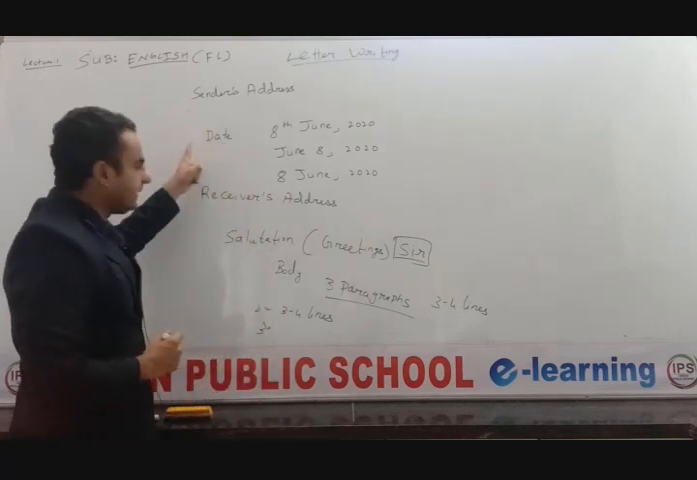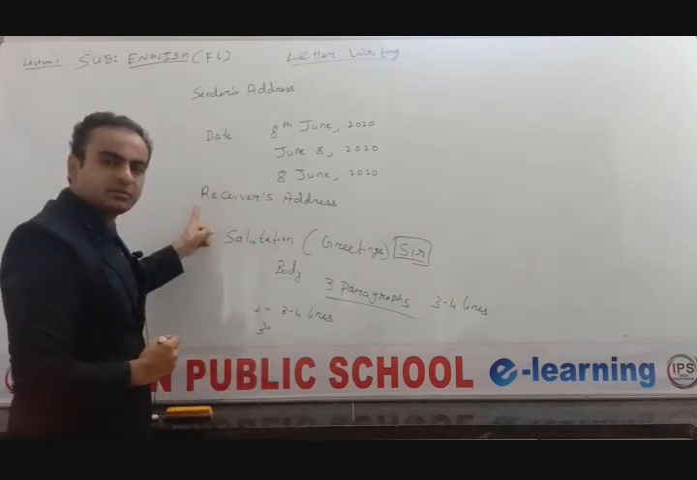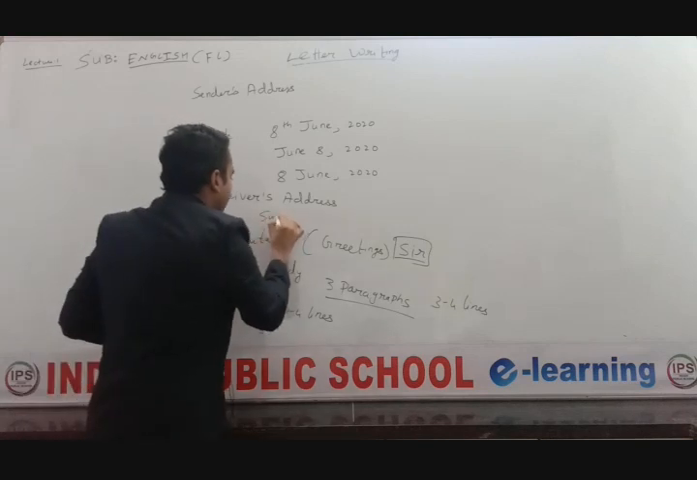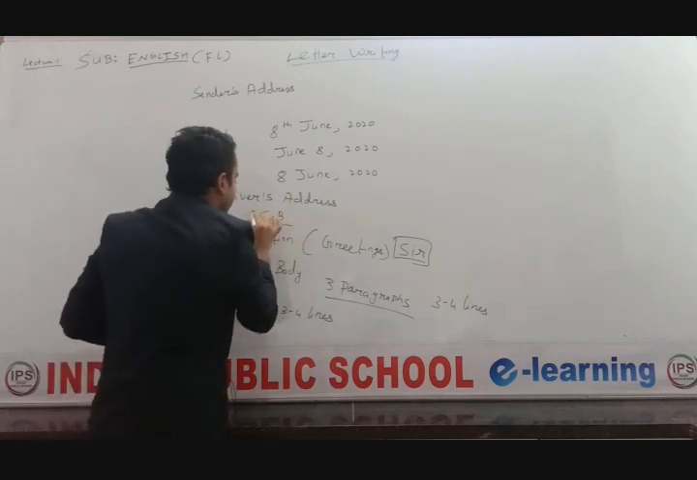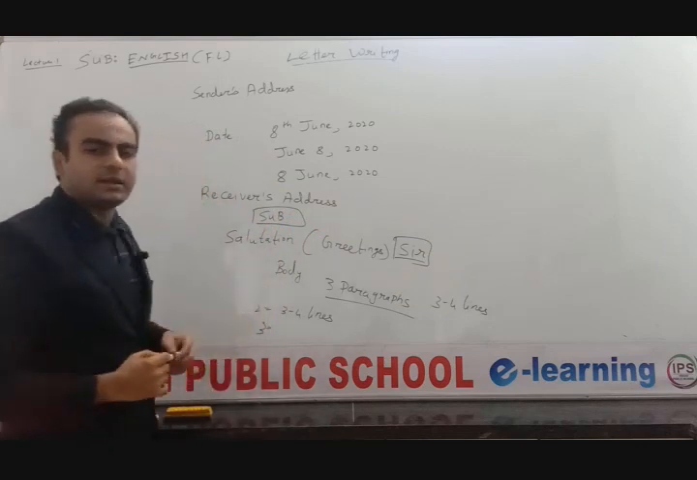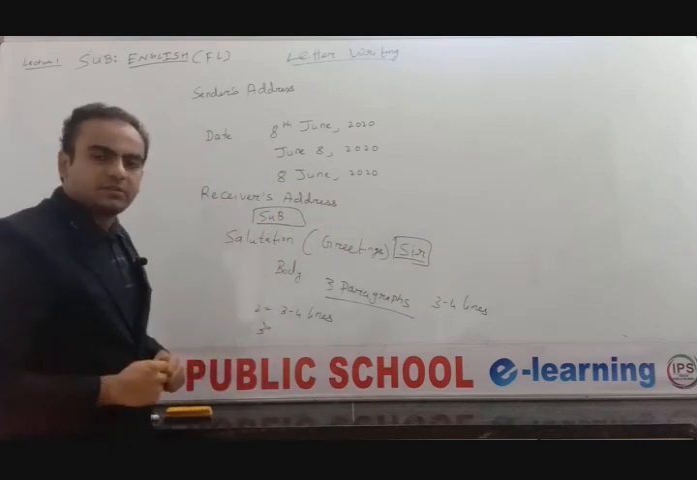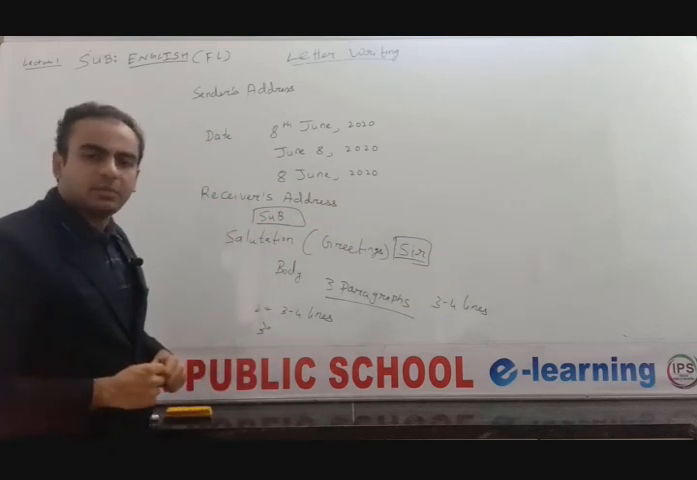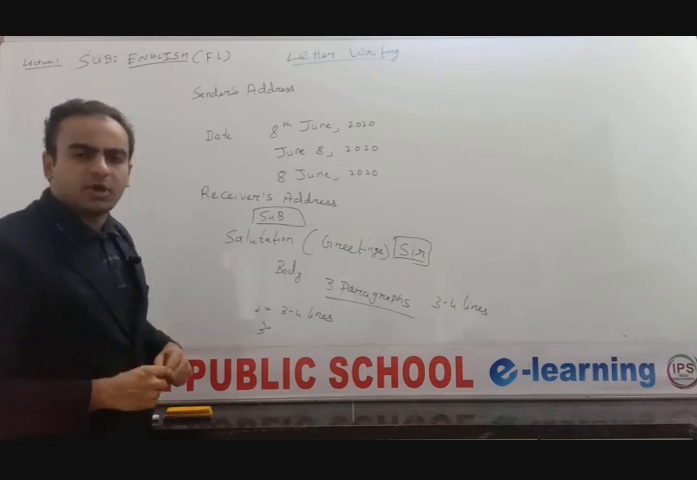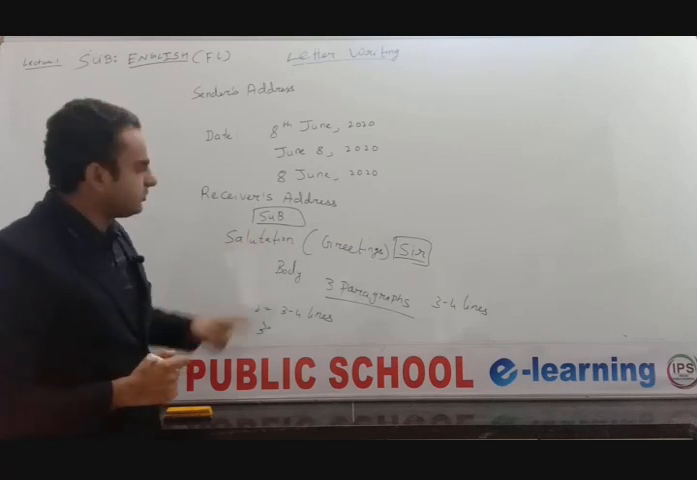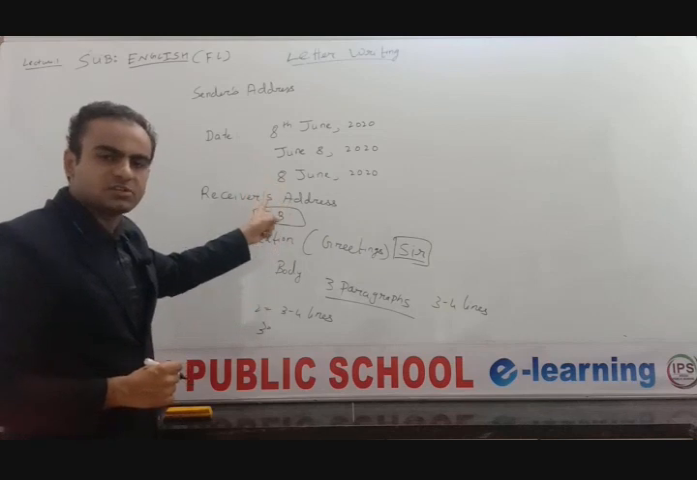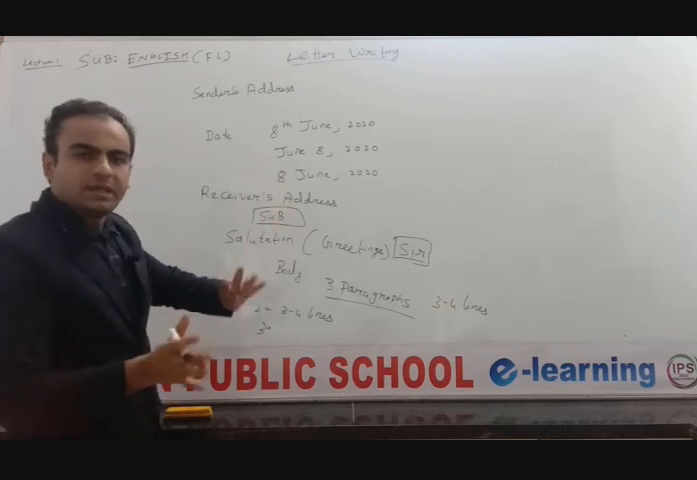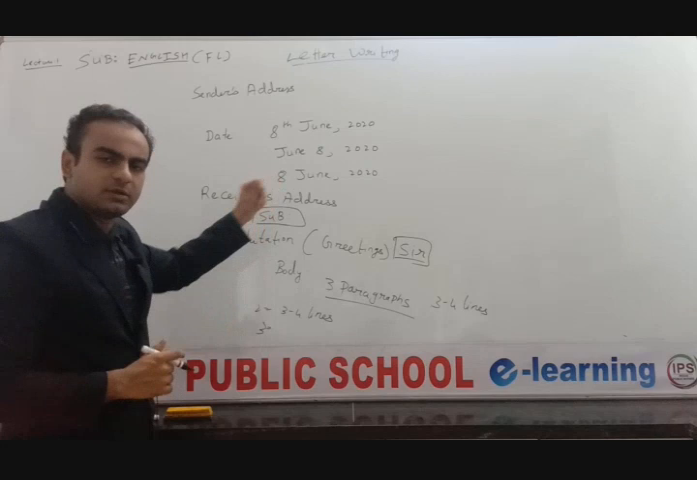Sender's address, date, receiver's address, and then you can also add the subject, which is compulsory in formal letters. For example, there is a question given: write a letter to the editor complaining or making strong remarks on the stray animals. Then your subject will be given in the question itself. You do not need to insert the subject. It will be given in your question.